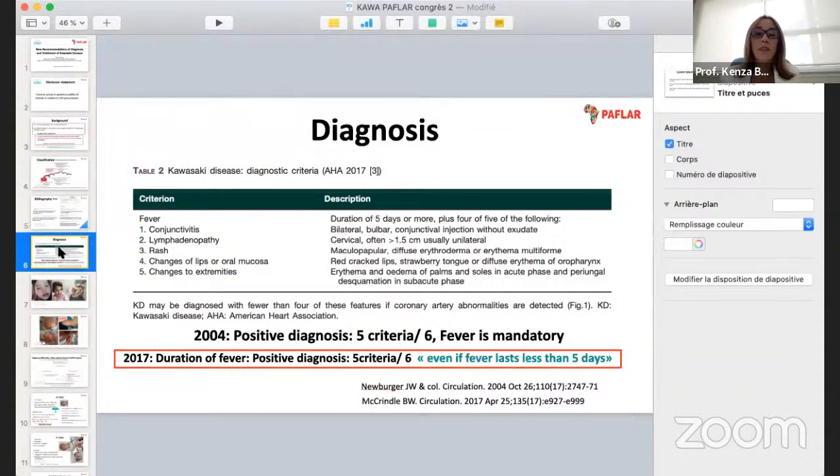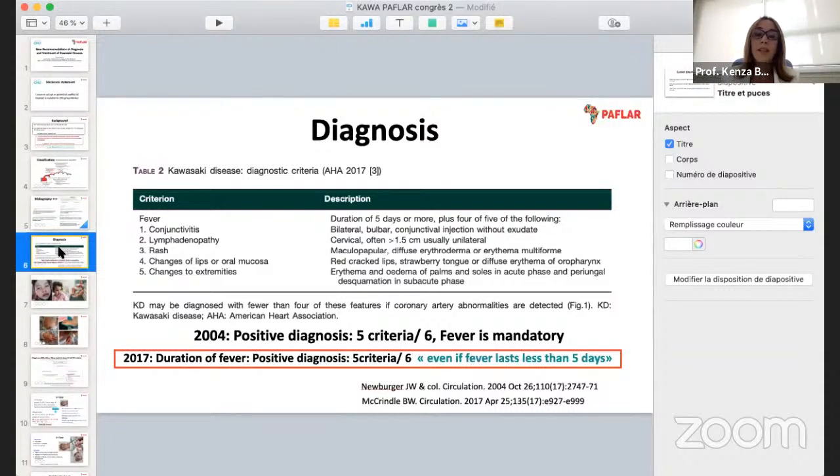Cette fièvre doit impérativement avoir une durée minimum de 5 jours, associée à d'autres signes, et notamment la conjonctivite bilatérale non purulente, l'adénopathie cervicale, comme ça a été montré par Madame Conepo précédemment, qui est en fait une adénopathie plus souvent unilatérale, plutôt volumineuse et qui dépasse en général 1,5 cm.